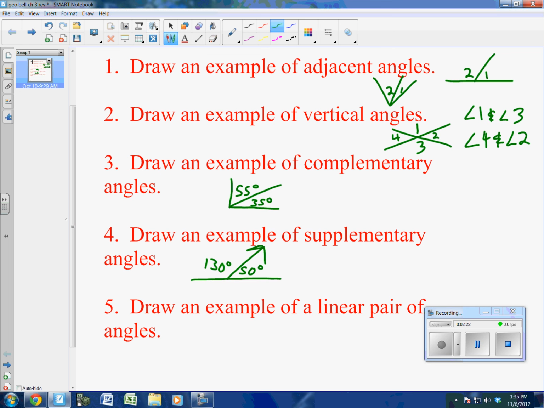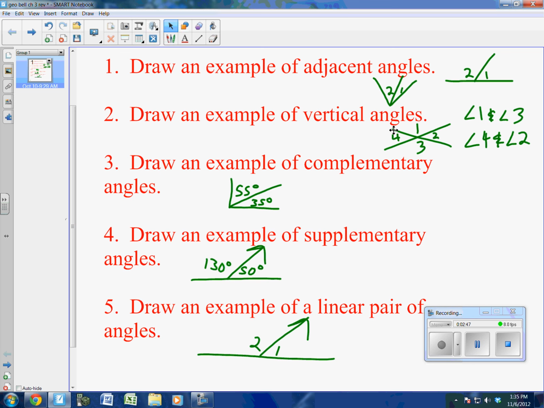Okay. And draw an example of a linear pair of angles. Linear pair of angles is kind of like supplementary angles, aren't they? But not all supplementary angles are linear angles. If you have a straight line and you have anything coming off of that, angle 1 and angle 2 would be an example of linear angles. If you have two lines intersecting, like right up here on the vertical angles, 2 and 3 would be a pair of linear angles, right? 1 and 2 would be a pair of linear angles. 1 and 4 would be a pair, and 4 and 3 would be a pair.